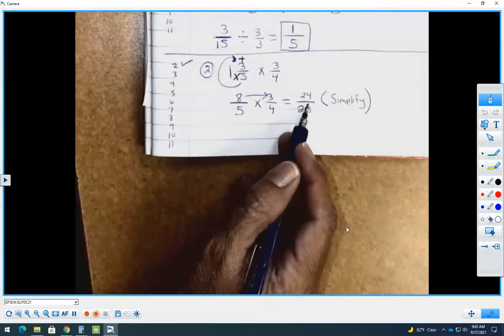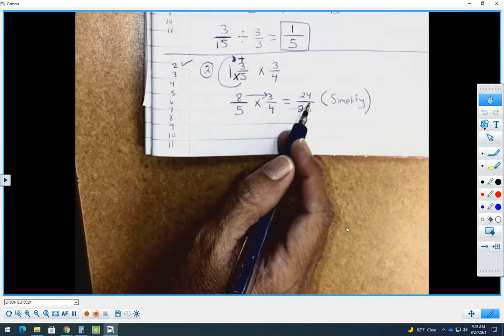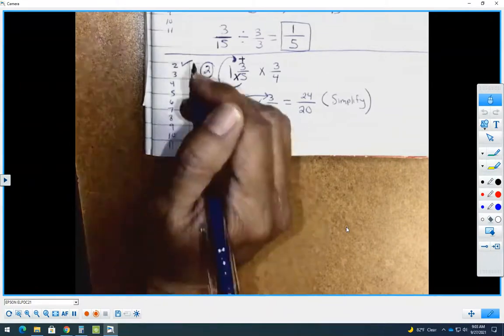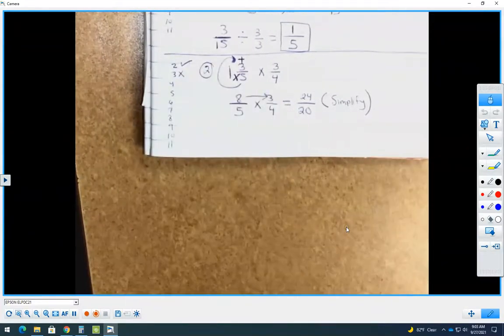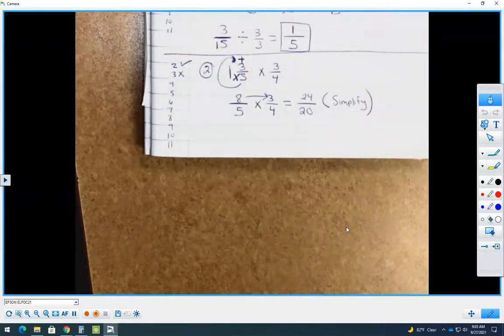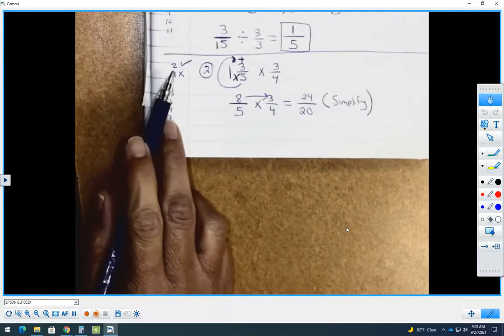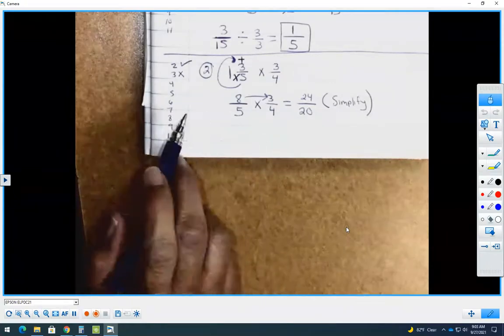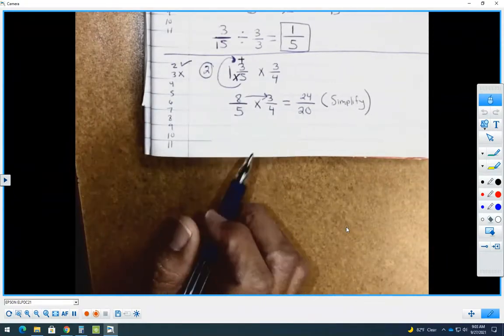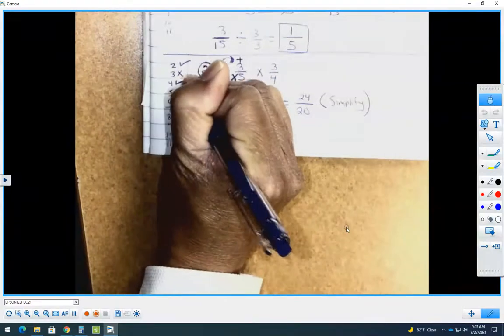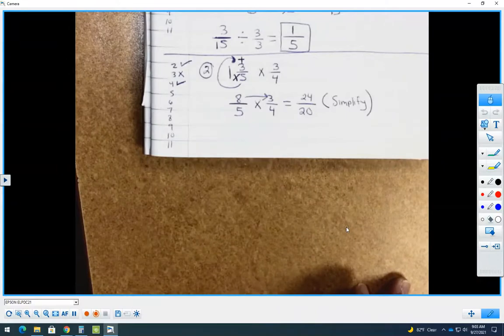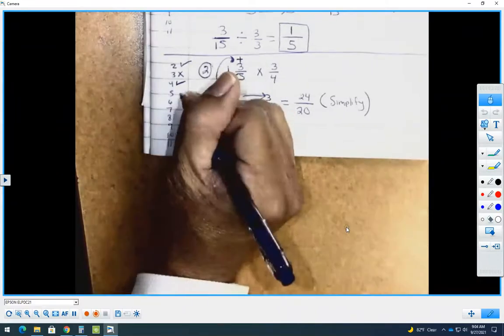Now, can 3 give me 24? Yes. But can 3 give me 20? No. So 3 will not give me a good one to simplify. Right now we're checking what I'm going to simplify this fraction with. So far we're going to simplify with 2. 4. Can 4 give me 24? Yes. Can 4 give me 20? Yes. Guess what? 4 works. So now we have 2 that we can use. 5. Can 5 give me 24? No. It could give me 20, but not 24, so 5 will not work for me.